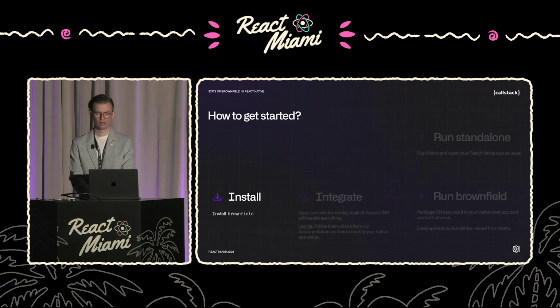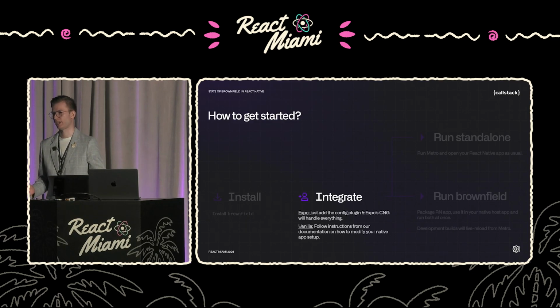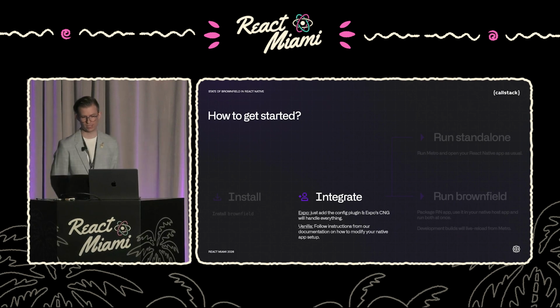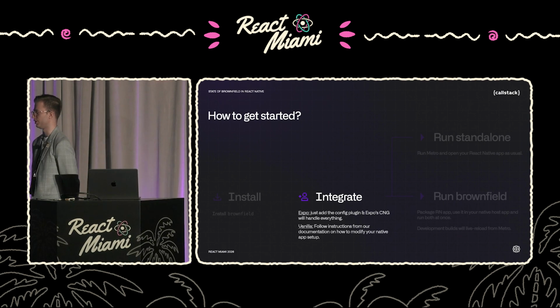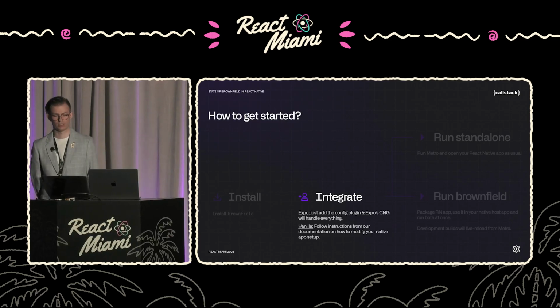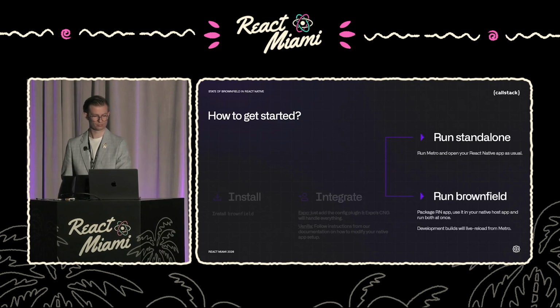So how do I get started? Well, the answer is first you simply install the Brownfield library. Then you can integrate either with this single line of code in Expo, if you're using the CNG flow where Expo actually maintains your native application boilerplate code, and our plugin will automatically do all the integration at the CNG phase. Or in other cases, you can follow the precise, detailed instructions in our documentation that allow you to do exactly what the plugin does manually.